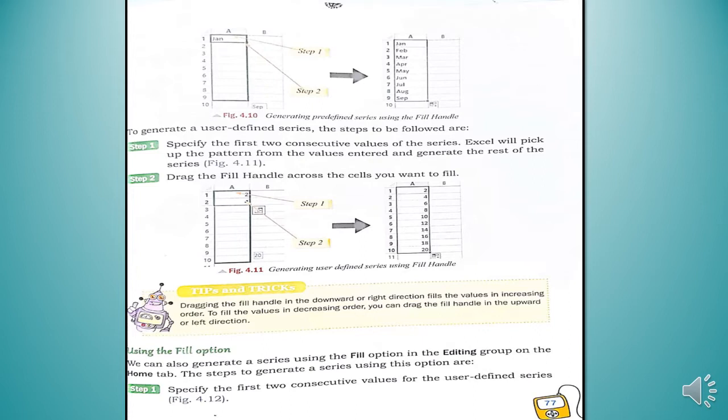Now the next topic is using the fill option. We can also generate a series using the fill option in the editing group on the Home tab. It means that you can create a series by using the fill option, in the editing group which is present on the Home tab. The steps to generate a series using this option are: Step 1. Specify the first two consecutive values for the user-defined series.